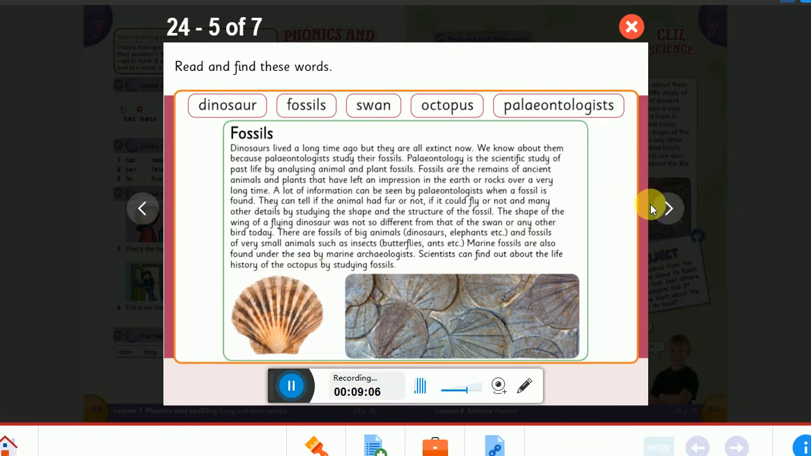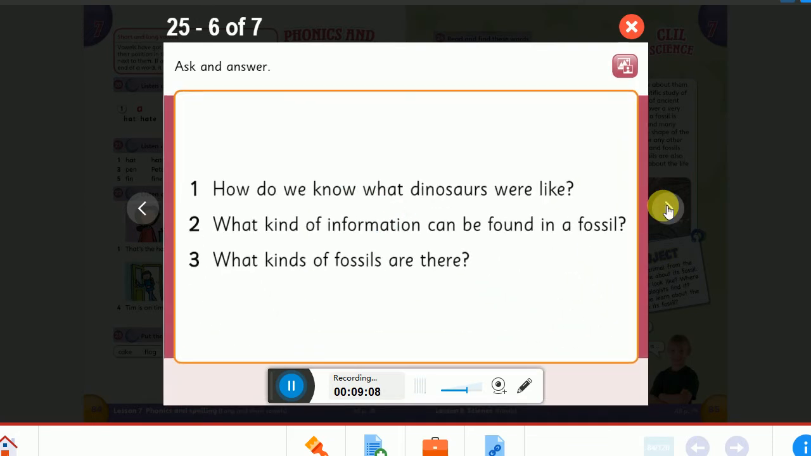All right, let's go back to the questions. What kind of fossils are there? There are many kinds of fossils. There are trace fossils, there are printed fossils in the rock. So many fossils. The fossils tell us about marine life. So there are also marine fossils that can be found under the sea, and so on.